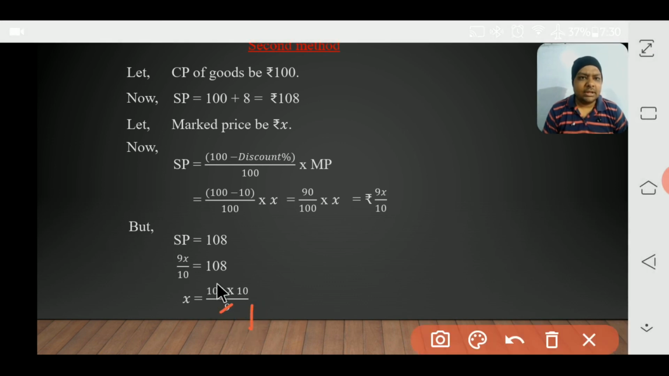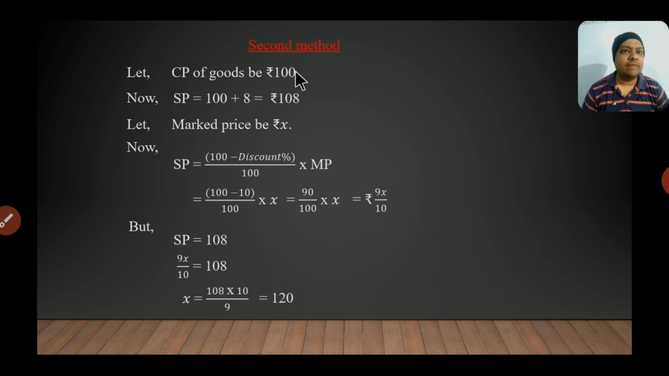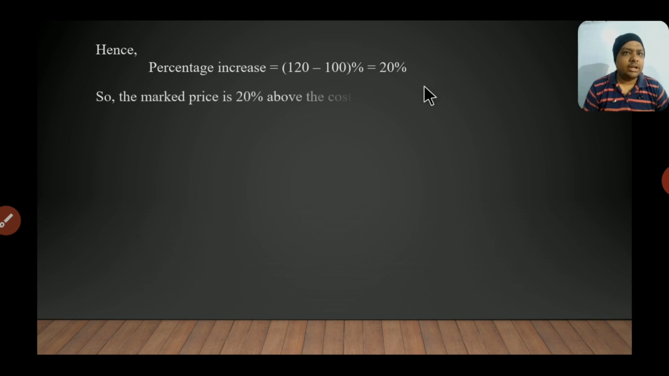So it will be 108 into 10 by 9. 9 ones are 9 and 9 twelves are 108. It will be 12 into 10, 120. It will be the value of x. Okay. But we have to find the value in percentage, and we have assumed 100. So we will subtract 100 from this 120 to get the value. So we can say that the percentage increase is 20%. Hence the mark price is 20% above the cost. It means you can find the value by taking x and by taking 100 also.